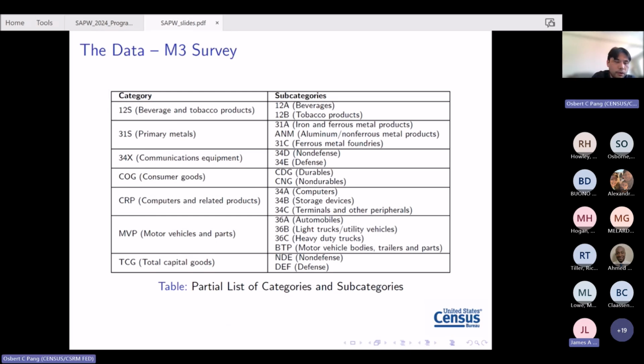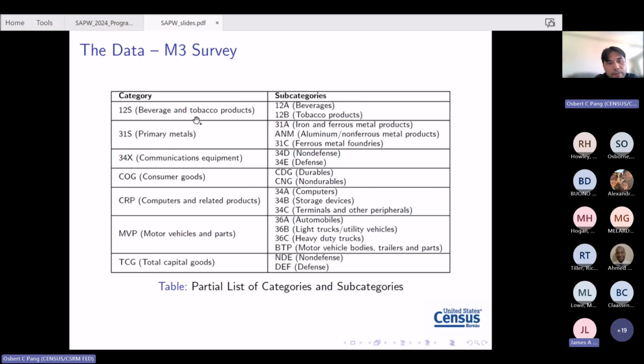The data that we're looking at for this particular case study is a partial list of categories and subcategories from a particular census survey on manufacturers' inventories and so on. On the left we have the aggregate, the category series, and on the right-hand side we have their natural disaggregates.